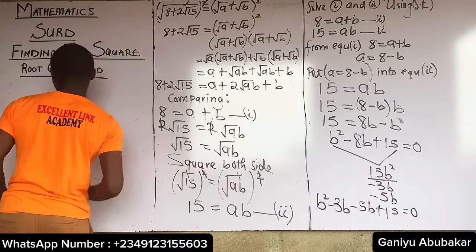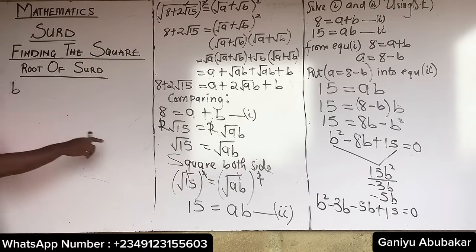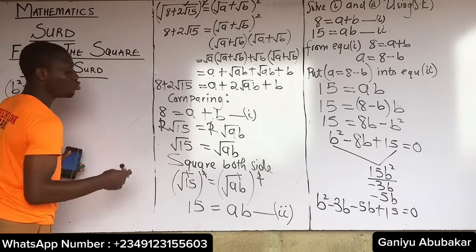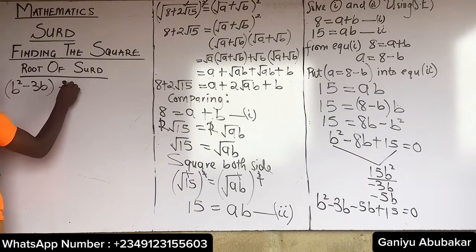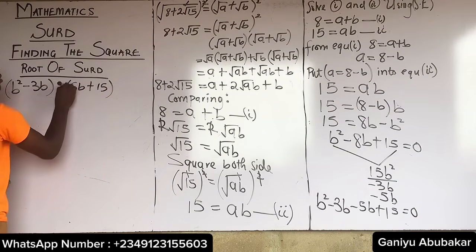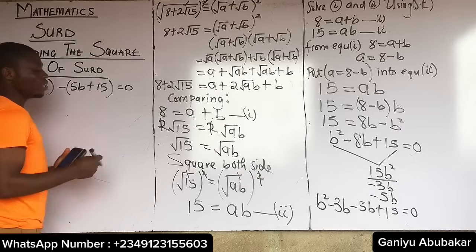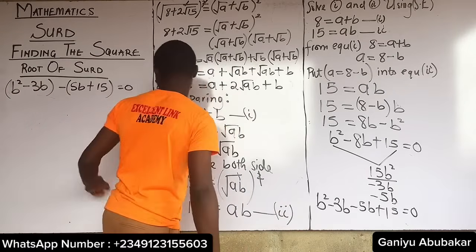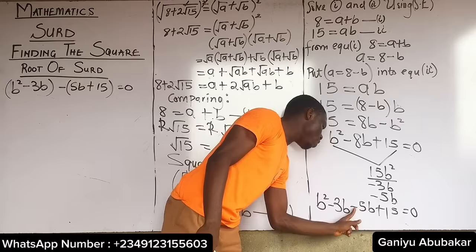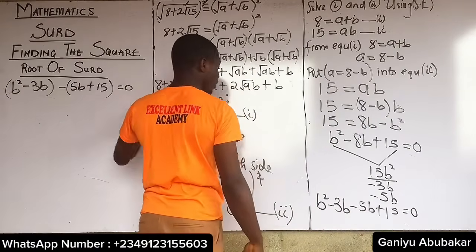So at this point, I'm having b squared, so I'll group them. So b squared minus 3b, I have this one. Pick them in twos. Next up, minus 5b plus 15 is equal to 0. This minus here will be outside. Pick them in twos. This is 2, this is 2 here. The minus will be outside, please. So observe what I just did.